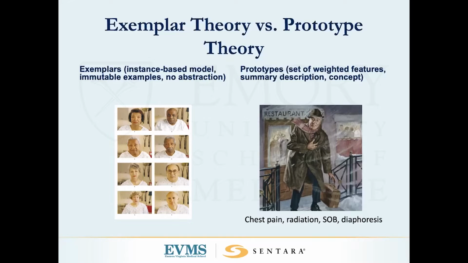The Netter drawing on the right gives an idea of this. I would say the prototypical example of an acute myocardial infarction is a patient with chest pain radiating to the neck or the arms, associated with shortness of breath and diaphoresis. That's the prototypical example that's given in textbooks. I think you'll agree. So we're going to get back to that in a second.